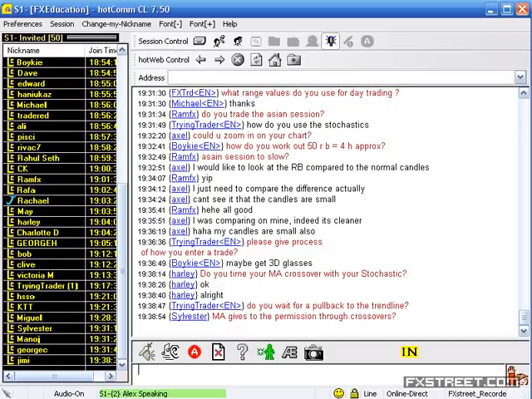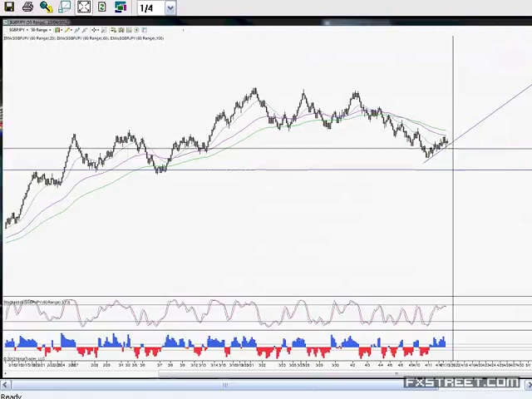Do I wait for a pullback to the trend line? You mean the downward sloping trend line here? No, I'm just waiting. I'm using the break of the trend line, so the break below the trend line, as confirmation that it's rolled over, that the pullback is finished.